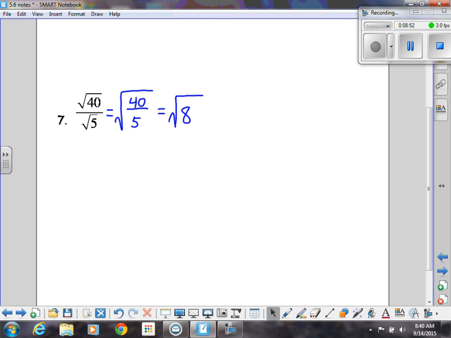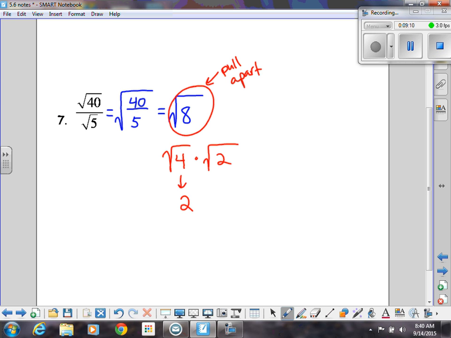But now we need to check, can I pull this apart? Okay, so can we pull it apart? Yes. Think about two square roots that multiply to give you 8. One of them has to be a perfect square. So that's going to be 4 and 2. So the square root of 4 is just 2, and then the square root of 2 stays the square root of 2. And that would be our final answer for number 7 there.